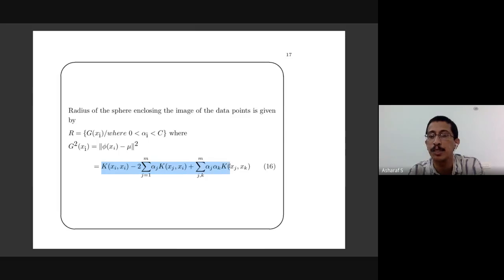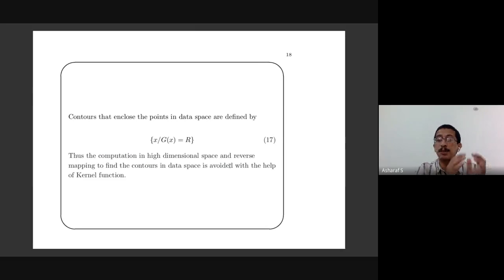We don't do an explicit transformation, which means that for the computation in the high dimensional space in SVC, we don't do explicit mapping. We assume that there's a mapping from the original data space to the feature space. We do the sphere computation in the feature space. We map the boundary of the sphere back to the original space, and they are the contours, essentially the clusters. We do all this computation with the help of kernel functions. Thus, the computation in the high dimensional feature space and mapping back to the original space to find the contours is achieved only with the kernel function without doing explicit transformation. So SVC is also an example of an algorithm which uses what is called the kernel trick.